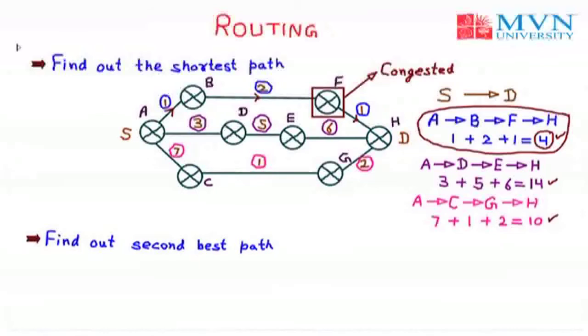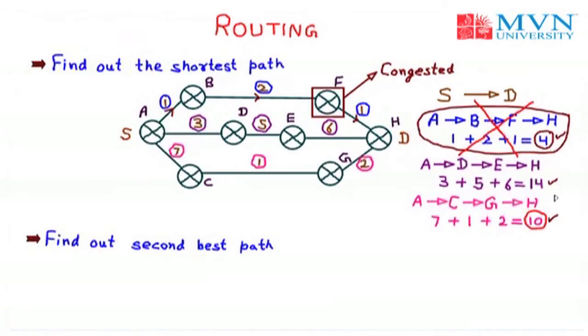So path number 1 is not correct for us. Now, what about the second path? As we see, the second path is A, C, G and F. That is, the shortest distance is 10. So we will consider the second best path to send the packet because router number F is congested.